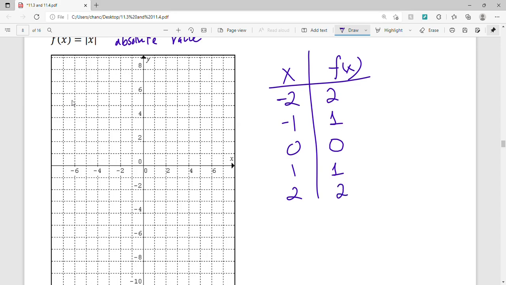If we plot the points, we have (-2, 2), (-1, 1), (0, 0), (1, 1), and (2, 2). This is our function. It has that nice V shape, and just like the parabola, this is the parent graph. This is the parent graph of the absolute value function. And so if we remember this shape, we can graph pretty much every single absolute value function.